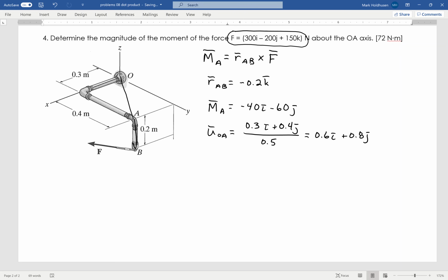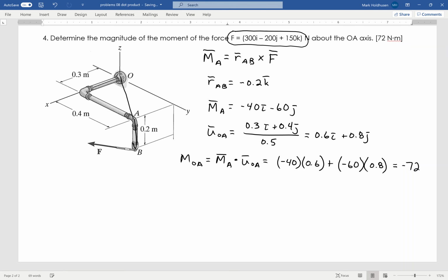Now that I have that, I can find how much of that moment that I calculated is actually about the OA axis by taking my moment about point A, dotting it with the unit vector from O to A. So I'm going to take i's times I, so negative 40 times 0.6 plus j times j, which will be negative 60 times 0.8. And from that, I get a negative 72.